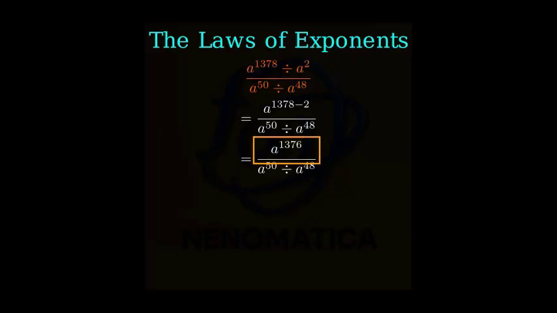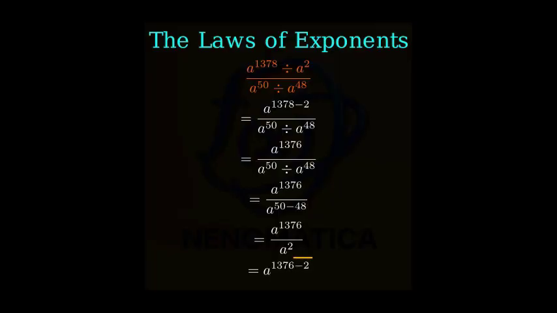Computing the subtraction in the exponent, we get a to the power of 1376 in the numerator. Now, let's apply the same law of exponents to the denominator. When we divide a to the power of 50 by a to the power of 48, we subtract the exponents to get a squared. Computing the subtraction in the denominator's exponent, we get a squared.